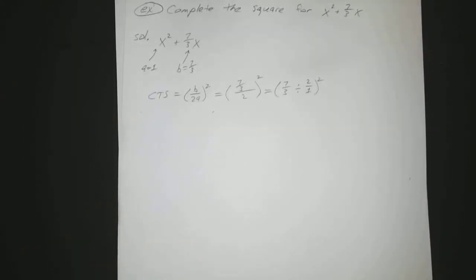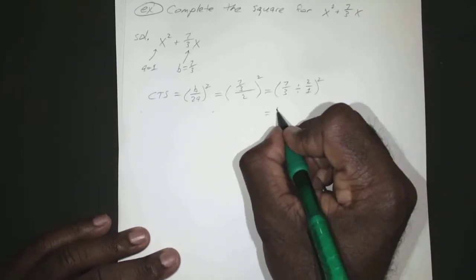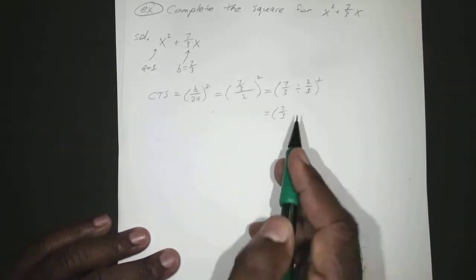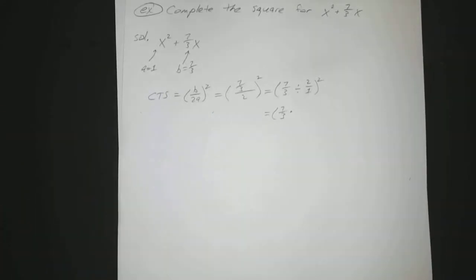So the steps for dividing fractions, if you remember, is you write down the first fraction. Your division changes to multiplication. Then you just flip the second one.